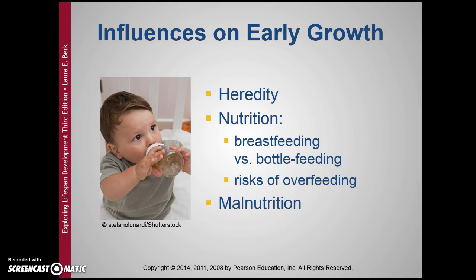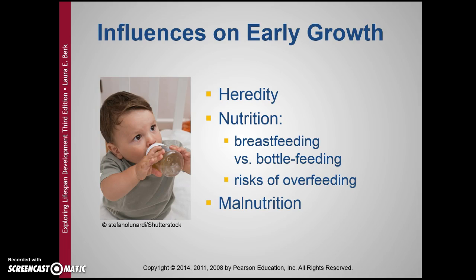With bottle feeding, they have found that infants who bottle feed have a higher risk for ear infections and upper respiratory infections. And part of that is the position that they're in when they're taking the bottle versus the position they're in when they're breastfeeding. Plus, it also has to do with mom's antibodies that she is passing through the breast milk.